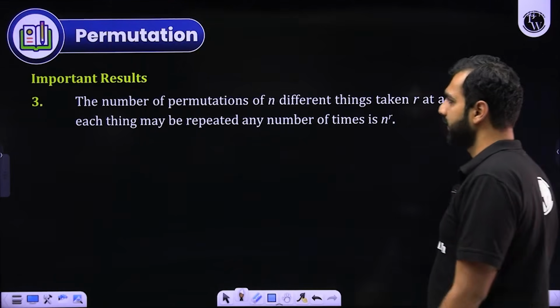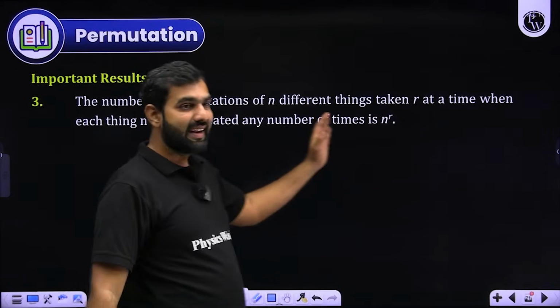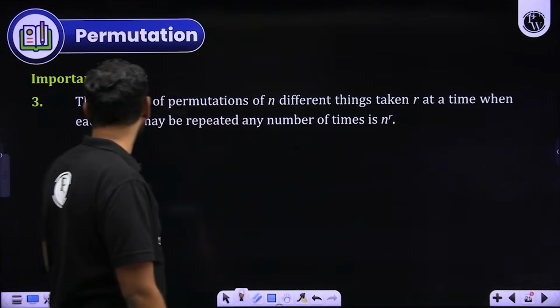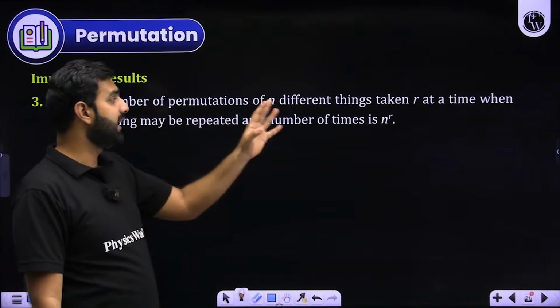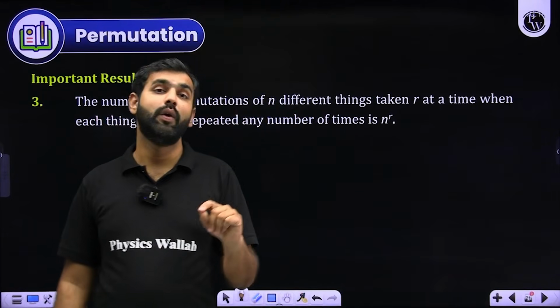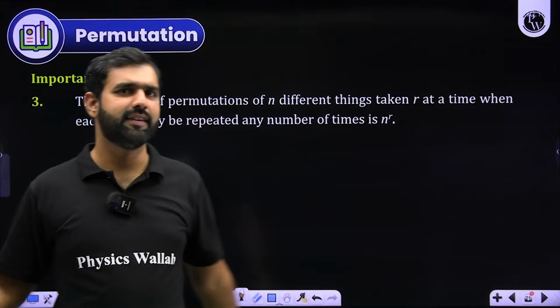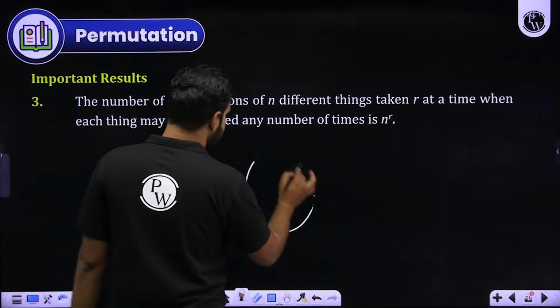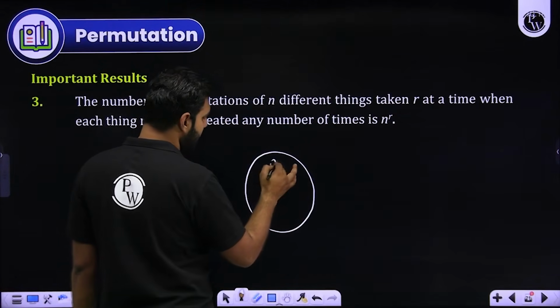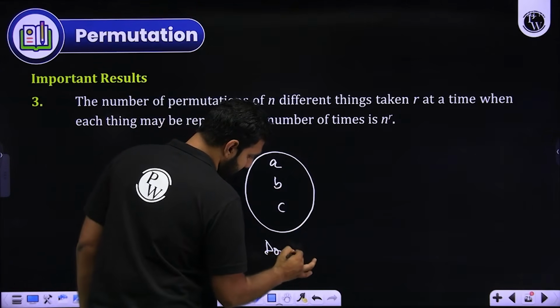Right now, I hope you are able to understand these formulae, these concepts. Another important result: the number of permutations of n different things taken r at a time, when each thing may be repeated any number of times, is n to the power r. Can you not relate it with the concept we have learnt in the mapping of functions? Let me take the example of functions again. This is a set A which has, let's say, elements A, B, and C. This is our domain set, right?